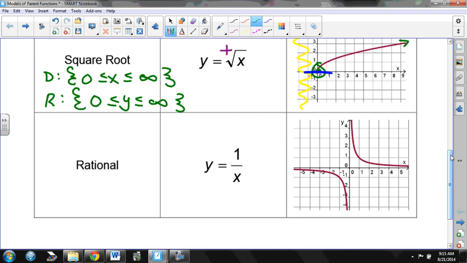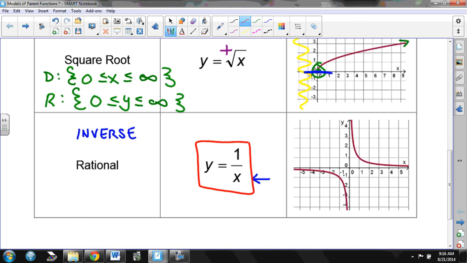The next type of parent function that's discussed here is called the rational parent function. Back when I was in school, they called this the inverse parent function, because we're dividing by x. It was called an inverse back then. Now they call it rational because it's a fraction. You can see the formula is a fraction, y equals 1 over x.